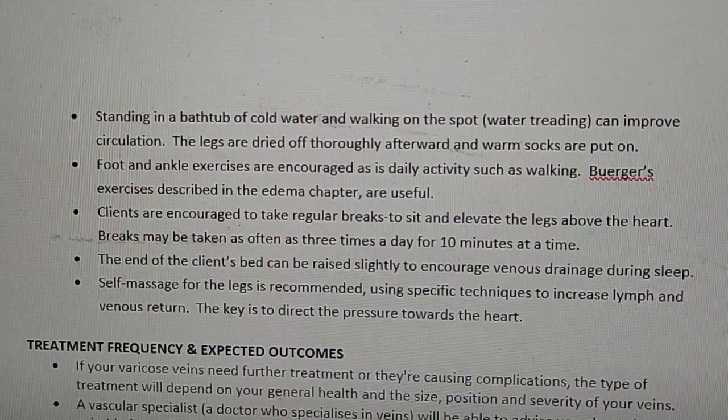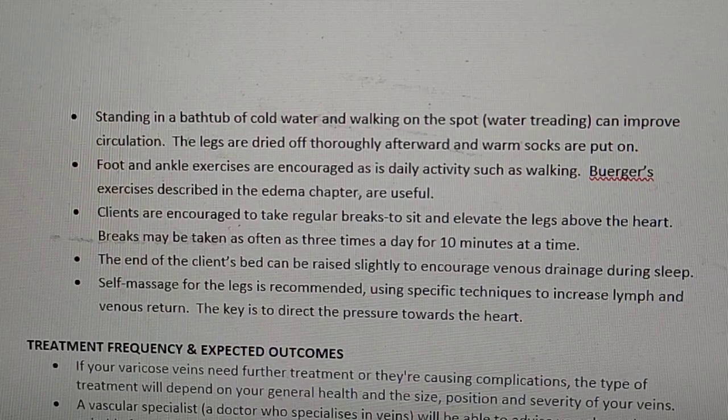Okay, so standing in a bathtub of cold water and walking on the spot, water treatment can improve circulation. Standing in a bathtub of cold water. The legs are dried off thoroughly afterward and warm socks are put on. Okay, take note of this, guys. Foot and ankle exercises are encouraged, as are daily activities such as walking. Berger's exercises described in the edema chapter are useful. So just research Berger's exercises for this, guys.